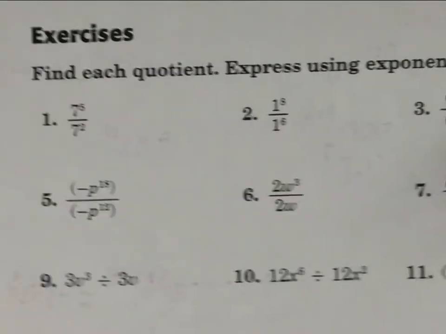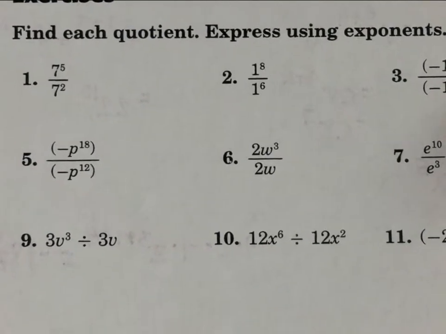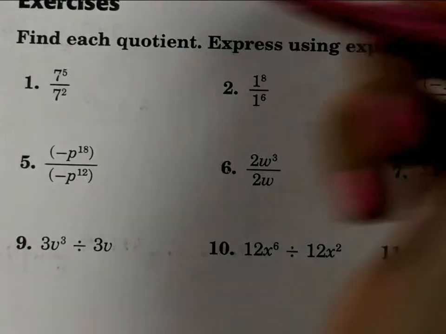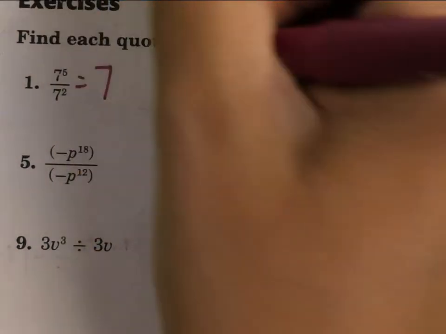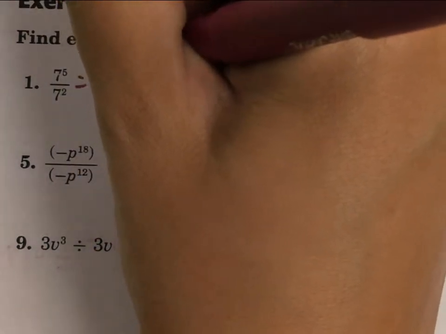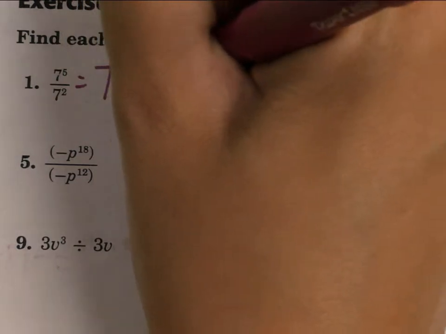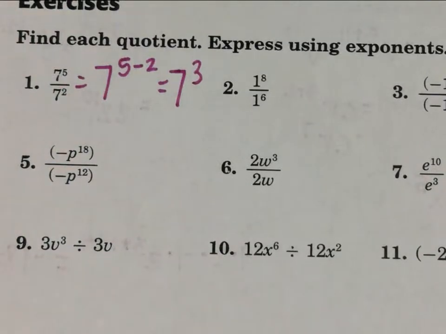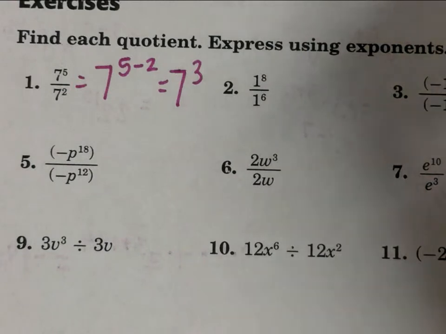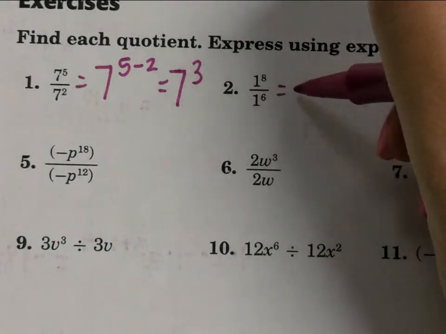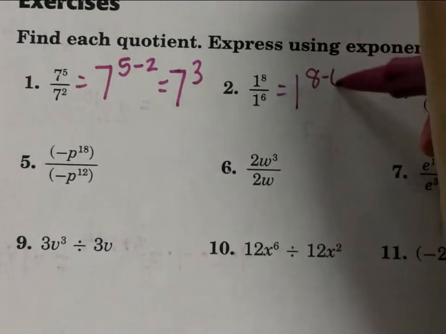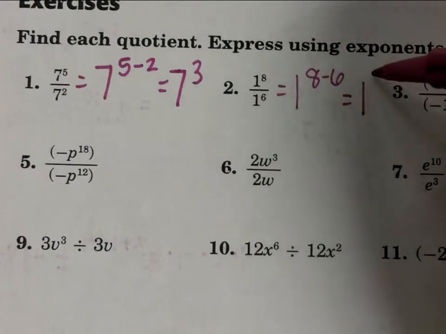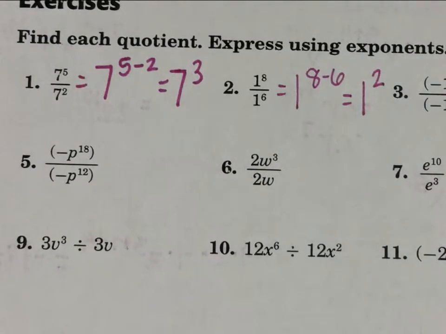All right, number 1. 7 to the 5th over 7 to the 2nd. Do I have the same base? Yes. So what can I do with the exponents? Subtract. So 7 to the 5 minus 2, which equals what? 7 to the 3rd power. Good. Now number 2, do I have the same base? Yes. So I can subtract. So 1 to the 8 minus 6, which is 1 squared.